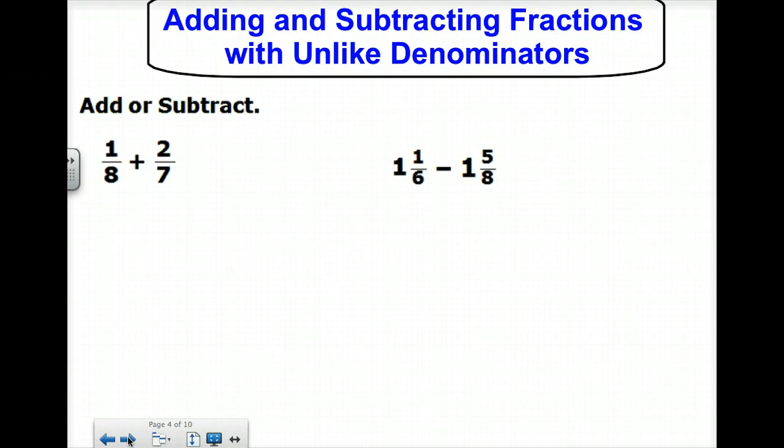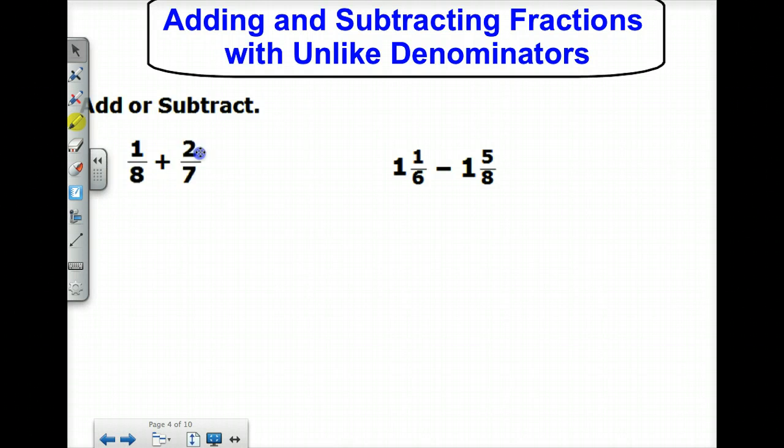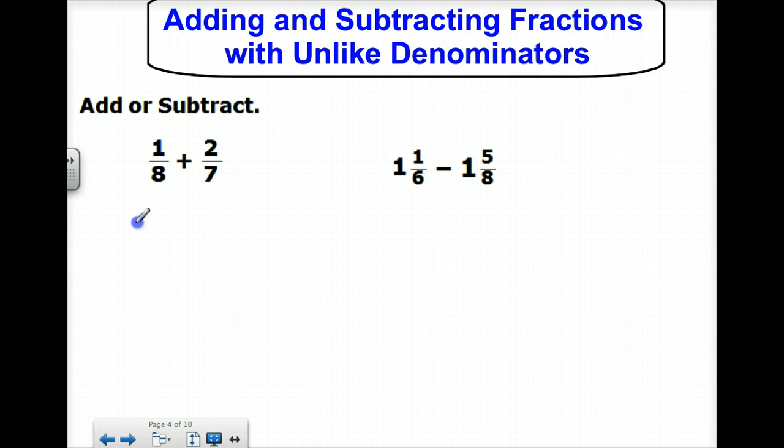Okay, here we go. Our first problem we're going to work on is 1/8 plus 2/7. I'm going to go with method 1. I'm going to take these two denominators and multiply them together. And 8 times 7 is equal to 56. Now, before I do some math, I need to move my fraction over a little bit because I need a little extra space. All right, now we're ready to go. Common denominator is 56.